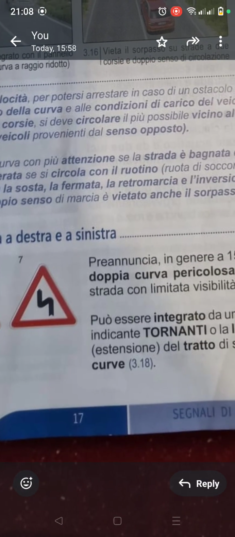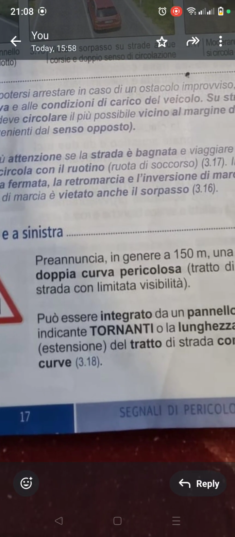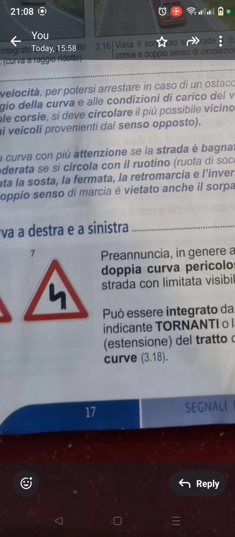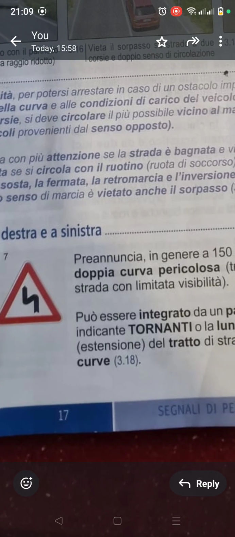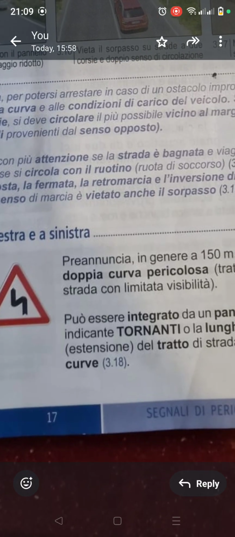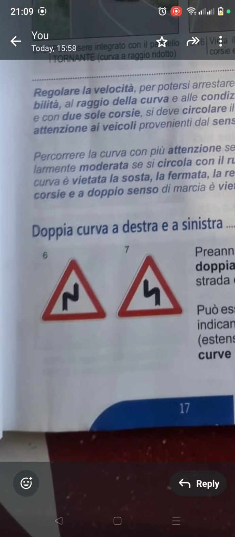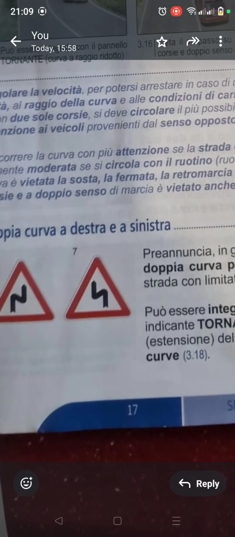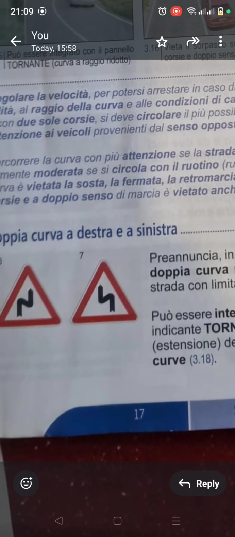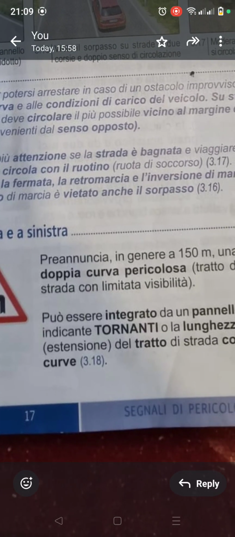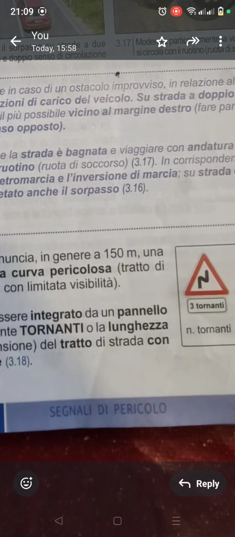So if you are driving with the spare tires, so you have to circulate very slowly, moderate the speed. In corrispondenza della curva è vietata la sosta. So next to the curve, it forbids parking, sosta. La fermata, it forbids stopping, which is fermata as well. La retromarcia, so it forbids reverse as well. L'inversione di marcia, so it forbids U-turn as well.